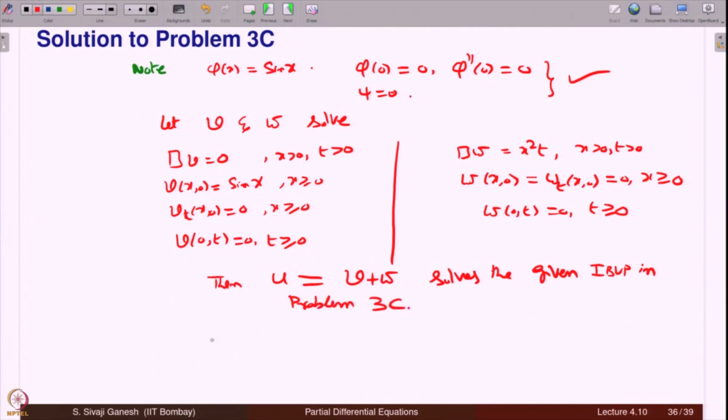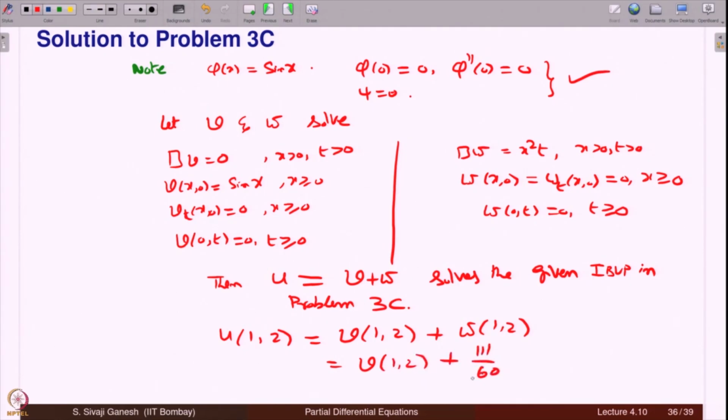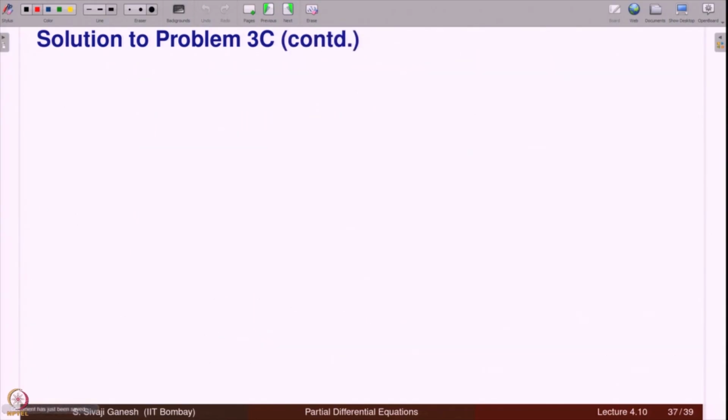Okay. So, therefore, if you want U of (1, 2), that is nothing but V of (1, 2) plus W of (1, 2), but W of (1, 2) we already computed. So, that is 111 by 60. So, we have to simply compute V of (1, 2). In other words, we have to compute the solution of the homogeneous wave equation with initial displacement sin x, initial velocity 0 and boundary conditions 0. That we already obtained a formula for. We simply use that formula.